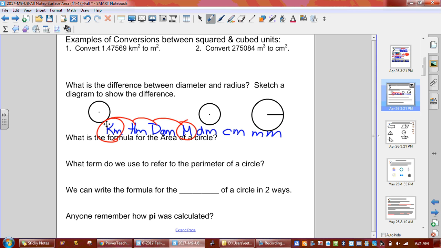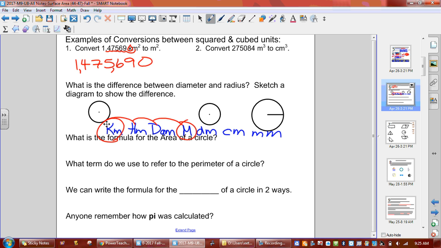6. So I'm going to move my decimal 6 times to the right. So 1, 2, 3, 4, 5, and 1 more. So I got to put a 0 at the end. So I'm going to have 1, 4, 7, 5, 6, 9, 0. That is my number. 1,475,690. Now we're going the other way. The number will get bigger, I guess, but the units are smaller.